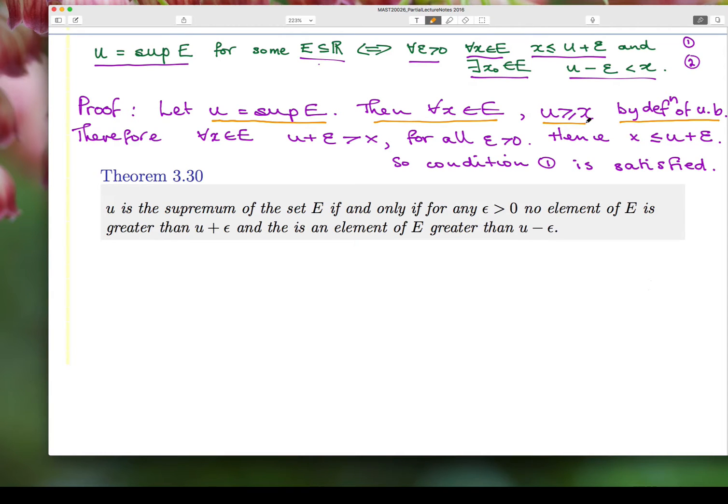So once we've established that inequality, U is greater than or equal to x, then it's also true that for each of these x's in E, U plus epsilon must be actually bigger than x. Why is that true? Well, epsilon is a positive number, U is already greater than or equal to x, so when I add something onto it, it must be actually greater than x. So that means if U plus epsilon is greater than x, it is also true that x is less than or equal to U plus epsilon. Remember, even though we've got strictly less than, we can always say less than or equals because we're using the word or. So that just tells us immediately that condition 1 is satisfied.